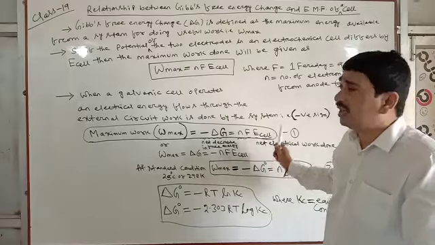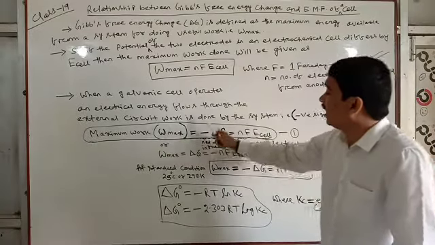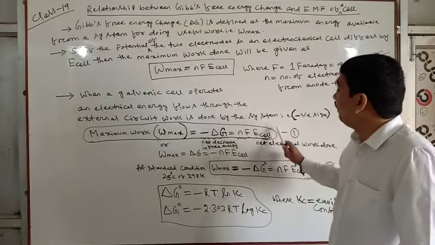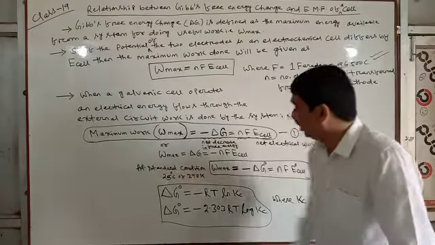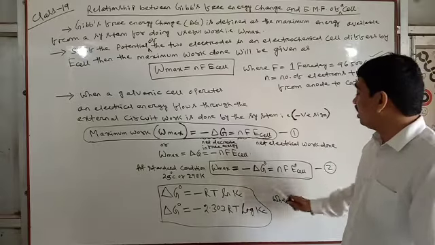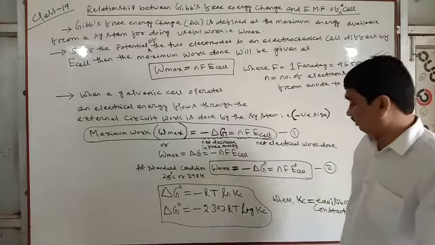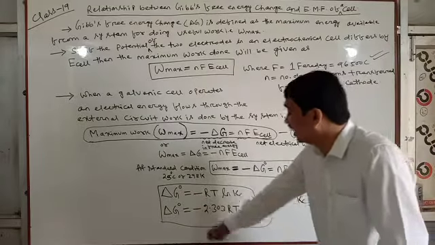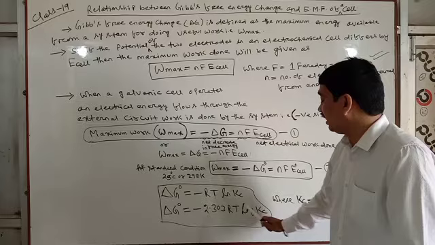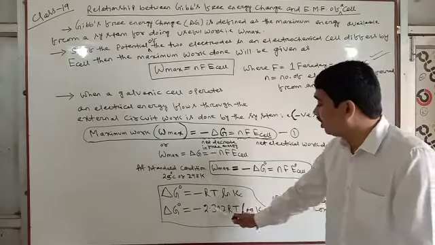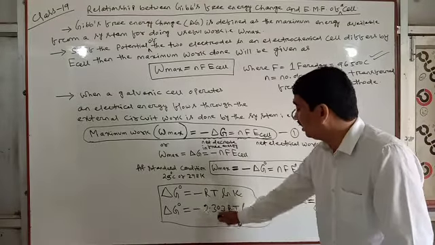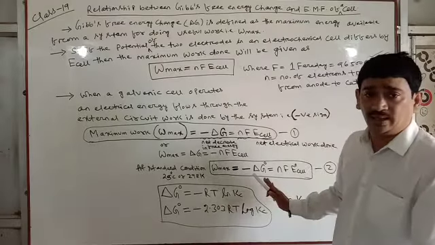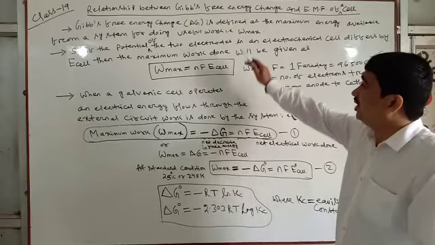We will solve problems based upon this. So maximum work done can be calculated by applying this formula, W max equal to minus del G, which is equal to NF E cell. Or at standard condition, W max equal to minus del G naught, which is equal to NF E naught cell. Or del G naught equal to minus RT ln Kc, del G naught equal to minus 2.303 RT log Kc. So ln is converted to log, you have to multiply by 2.303. Clear? So this is the relationship.